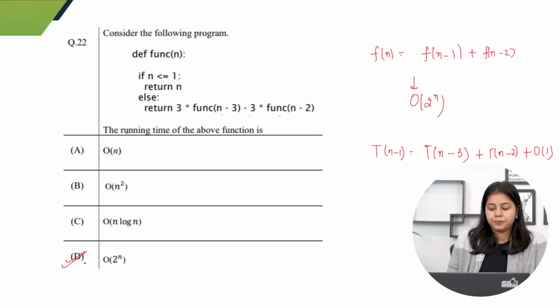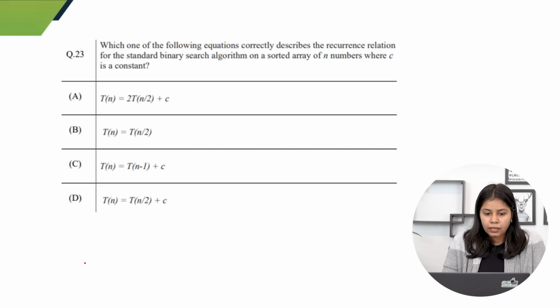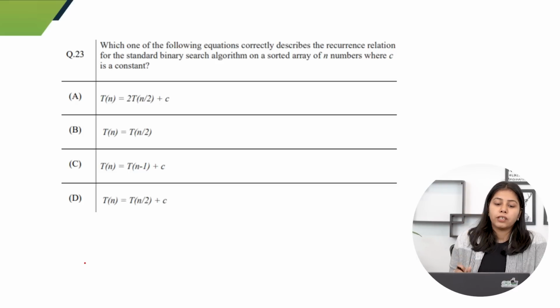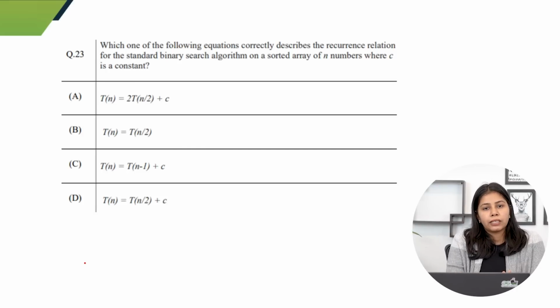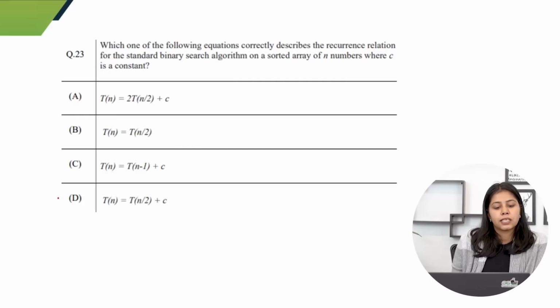Okay. Now, the next question we have, again, it is from algorithms. It says that which one of the following equations correctly describes the recurrence relation for the standard binary search algorithm on a sorted array of n numbers where c is a constant. So what we do in a binary search algorithm, we'll take the input, divide it by half, and then we'll add a constant. Right? This is our binary search algorithm. So you can see that it is given to me in option D. Right, we are taking an input, taking half of it and adding one constant.